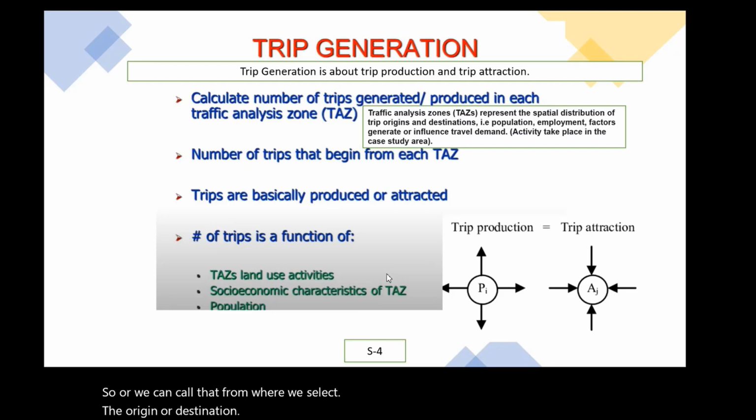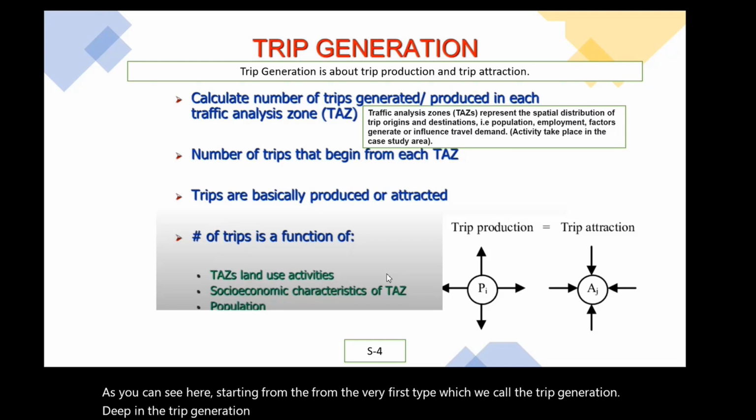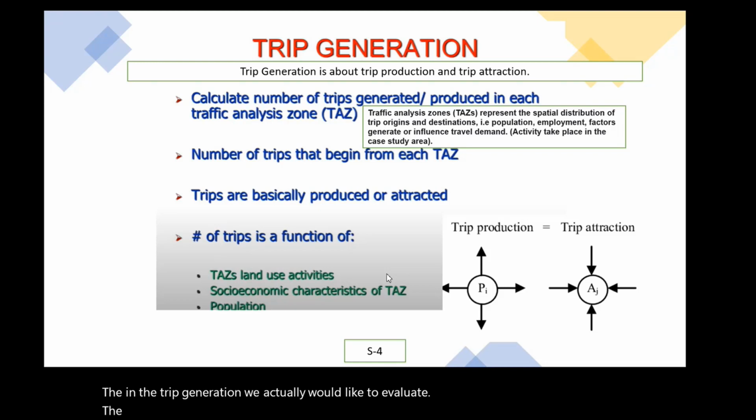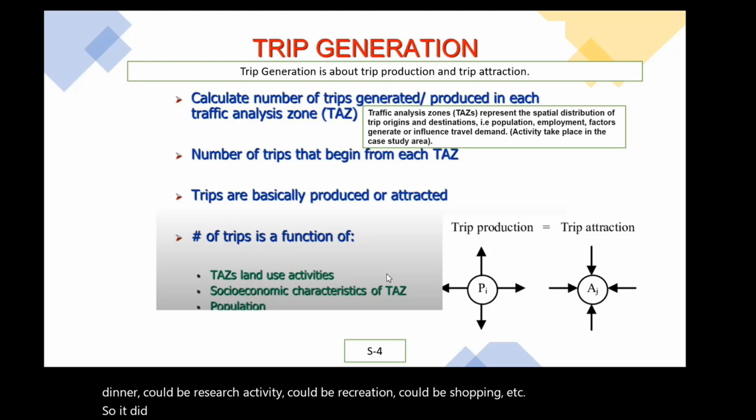As you can see here, starting from the very first step, which we call trip generation. In trip generation, we would like to evaluate the decision to travel for a specific purpose. That purpose could be lunch, dinner, a research activity, recreation, shopping, etc. At that specific point, we start our journey.